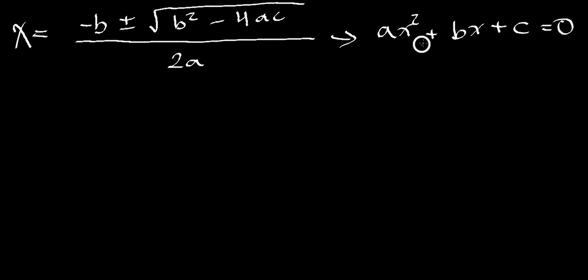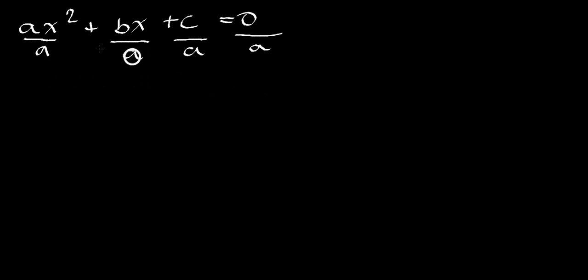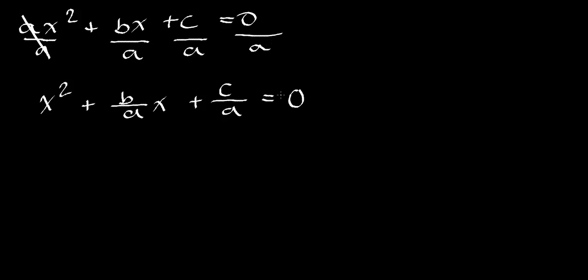So what I'm going to do is start over here. I'm going to copy that. We had ax squared plus bx plus c equals 0. I need some starting base, so I'm going to divide everything by a because I want this x squared to be alone, and you'll see why. If I divide these by a, I have to divide the other side. This cancels, and you get x squared plus b over a x plus c over a equals 0.